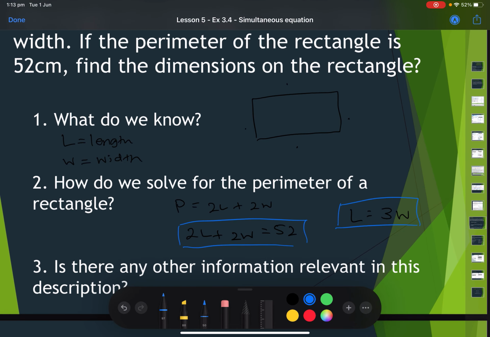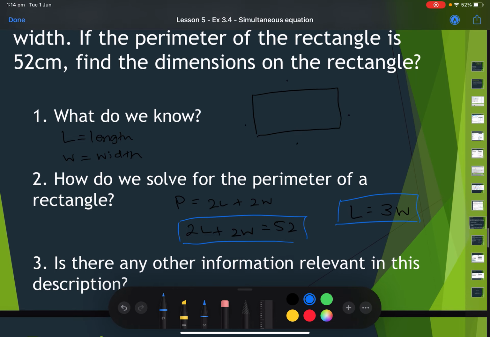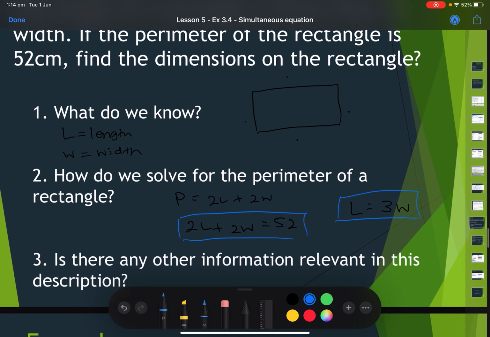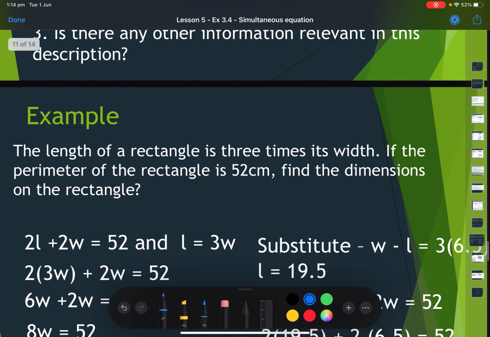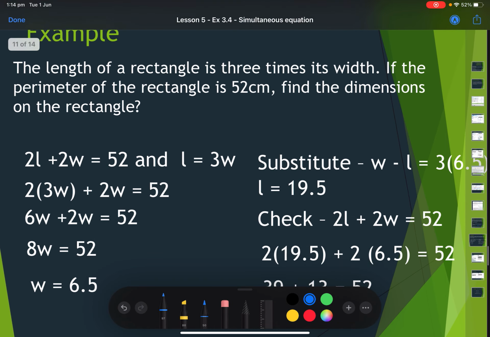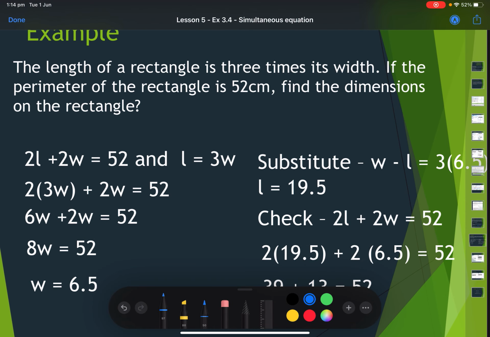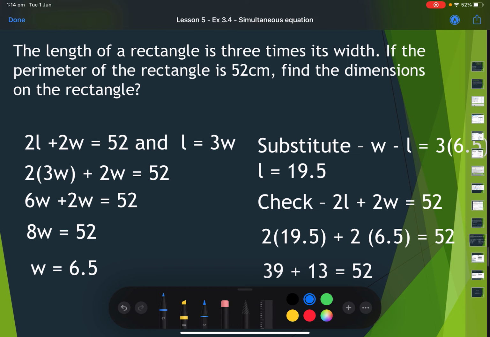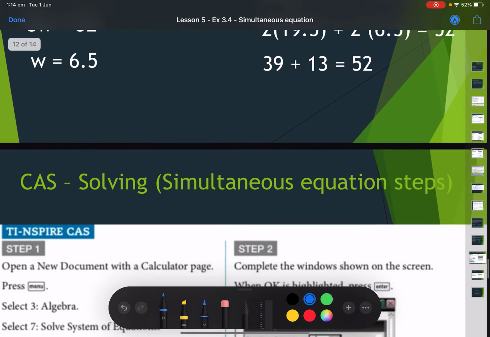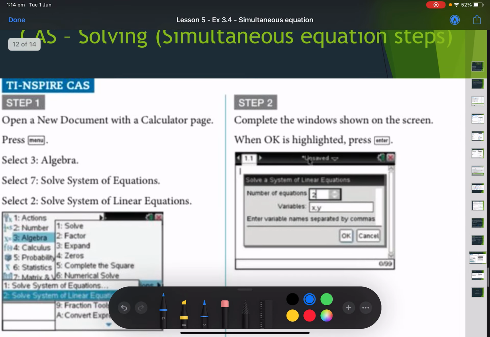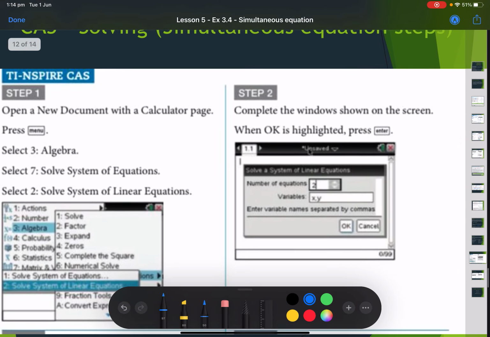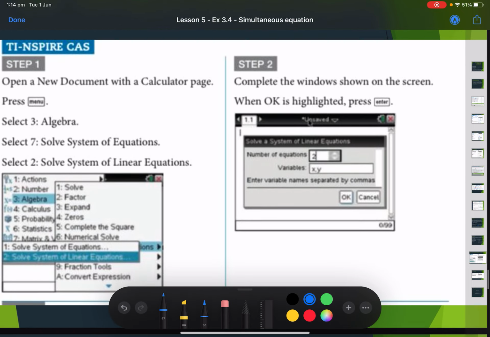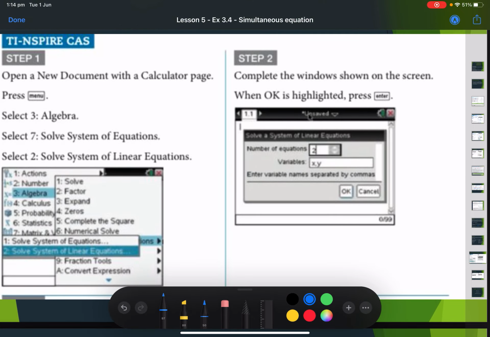Okay, so remembering that once we know our L and W, we have then figured out our length and width. Okay, so this example sort of just shows you the working out for what we would be doing, or you can do it on your calculators. If you have any questions related to this, I've also put it here actually, just solving simultaneous equations steps that you can have here as a reminder.